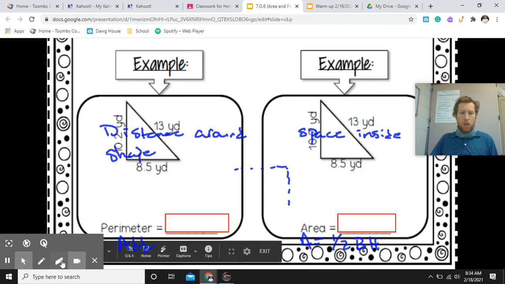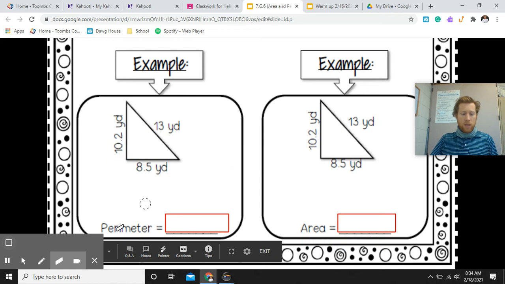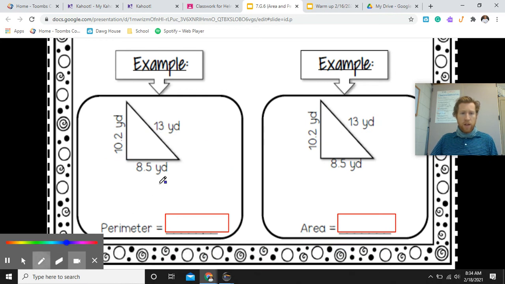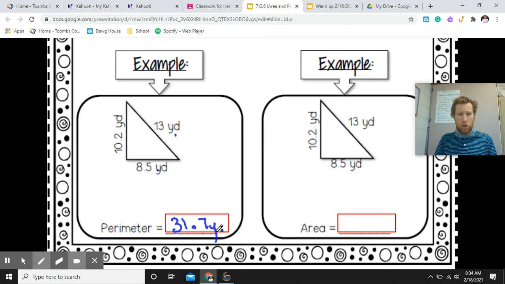Okay, moving on. So for this slide, we're going to find the perimeter, we're going to find the area. You will notice that we are going to add up all of our sides. 13 plus 8.5 plus 10.2. And our grand total perimeter will give us 31.7 yards. Remember, we do not put it in squared.